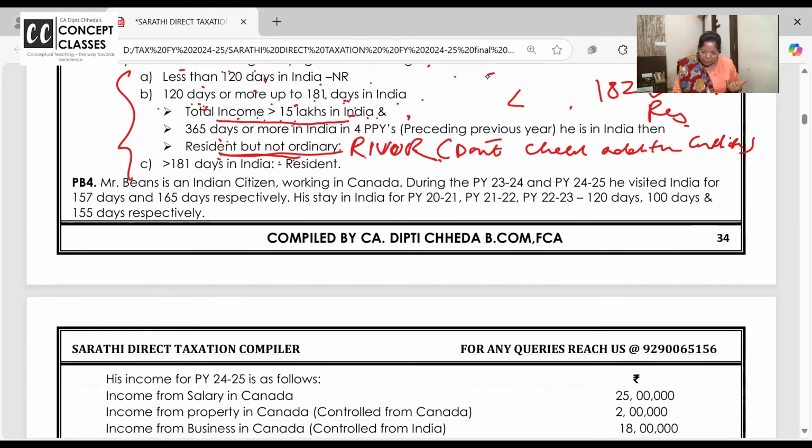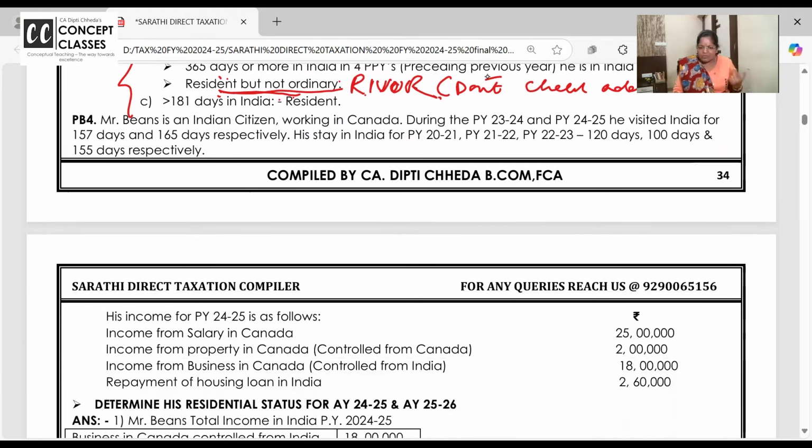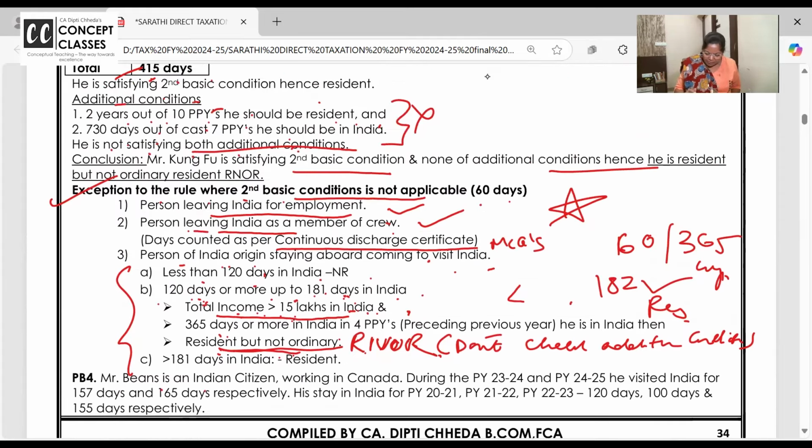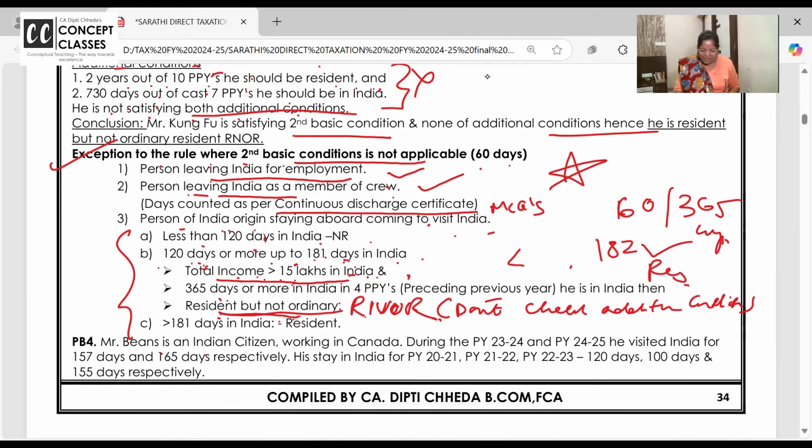To make this more clear, let us solve 2-3 problems. Look at this, Mr. Beans. Some of you may be having doubt, but you are perhaps not asking because you are understanding only half. I can make out that.